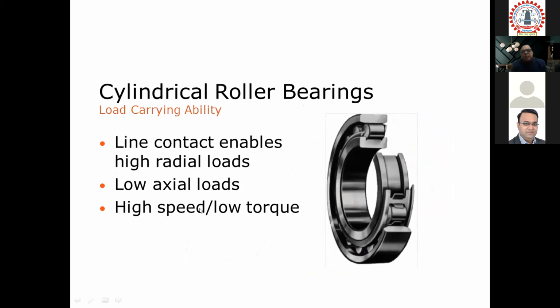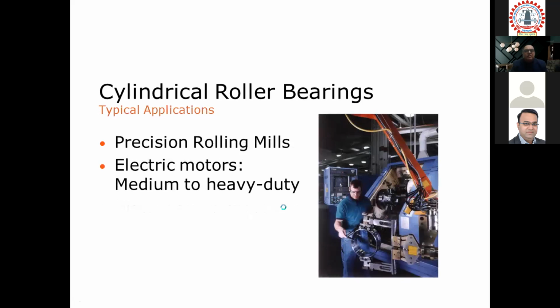Again, it has a high speed capability, and the torque required to run the bearing, because of straight and right angle, will be very low. Typical applications of cylindrical roller bearings are precision rolling mills and big electric motors, or what we call HT motors. You will find cylindrical roller bearings being used in those applications.